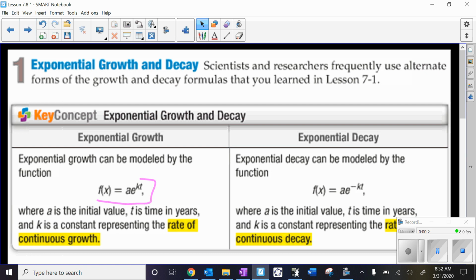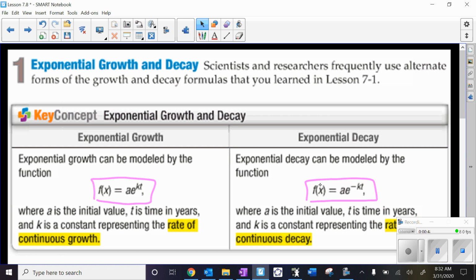We have two of them. One is considered the exponential growth. That's the one on the left. And the one on the right would be exponential decay. The only difference between the two is your rate for exponential decay is negative. So if you have a positive growth or a positive rate, then you have a growth. If you have a negative rate, then you have a decay. These should look somewhat familiar.